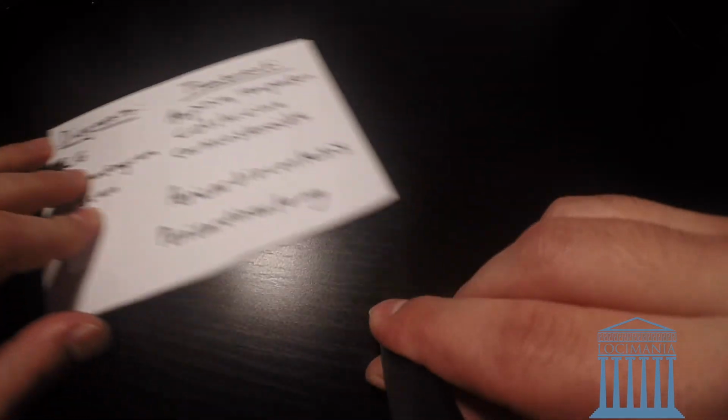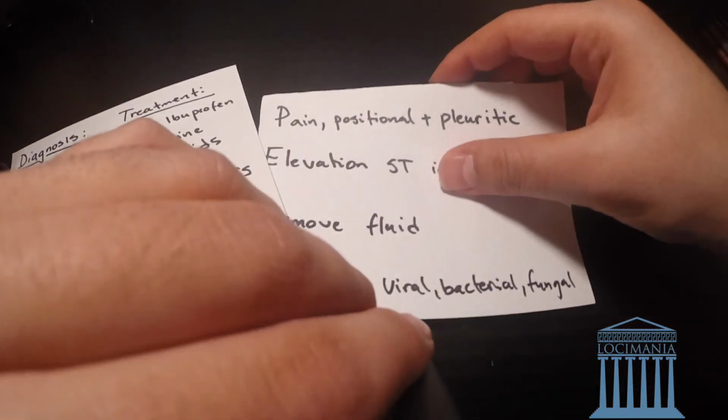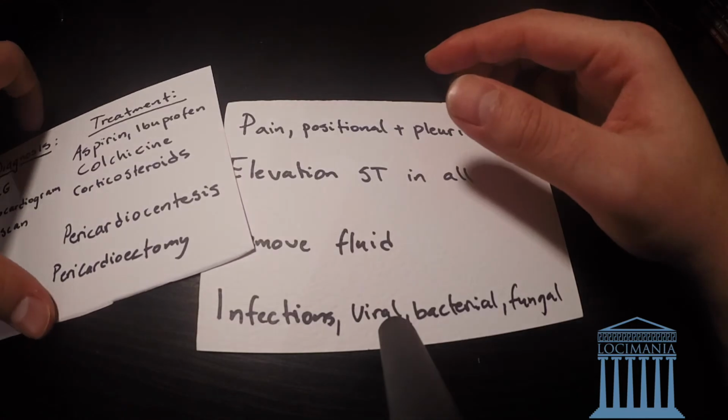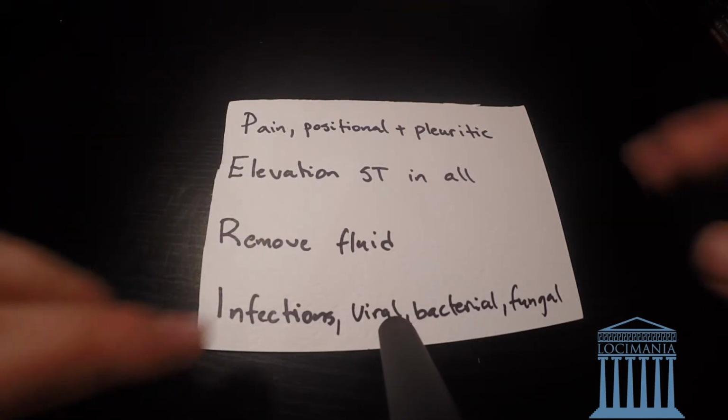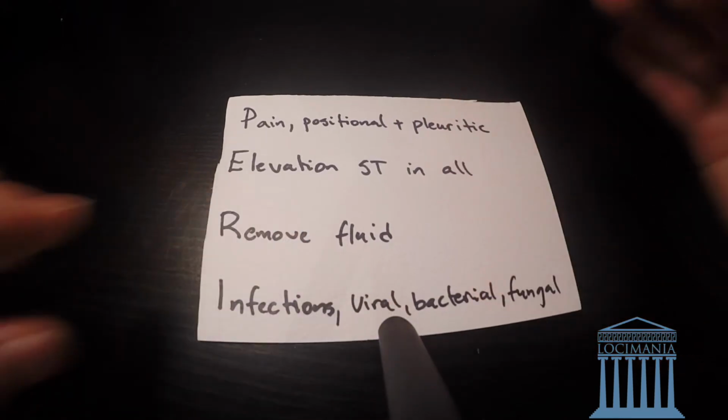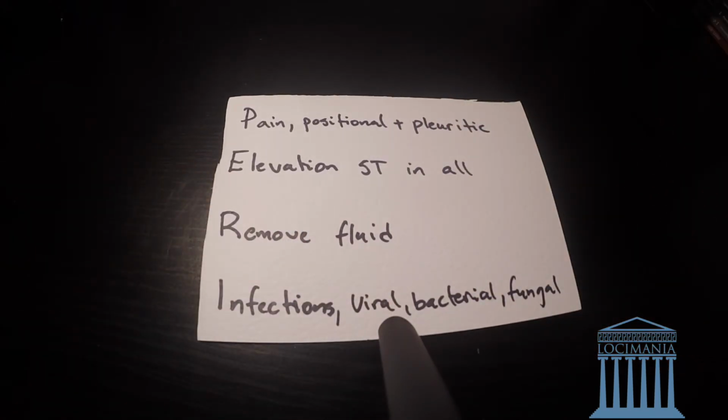Our last slide is a mnemonic for you to memorize. PERI, P-E-R-I. P for pain, which is positional and pleuritic. It changes with the position and the breathing rate. E for elevation in ST in all segments. So in all leads you will see ST elevation. R for remove the fluid, pericardiocentesis, and I for infections, viral, bacterial, and fungal, mostly the viral, as you can see.